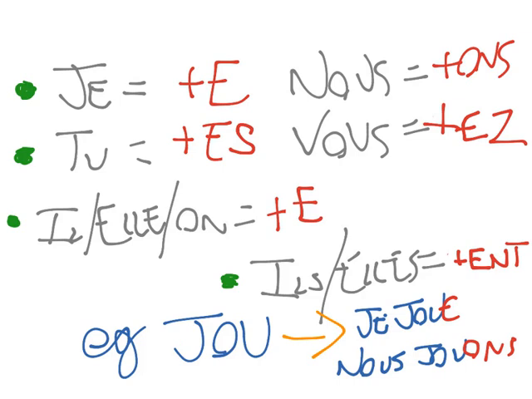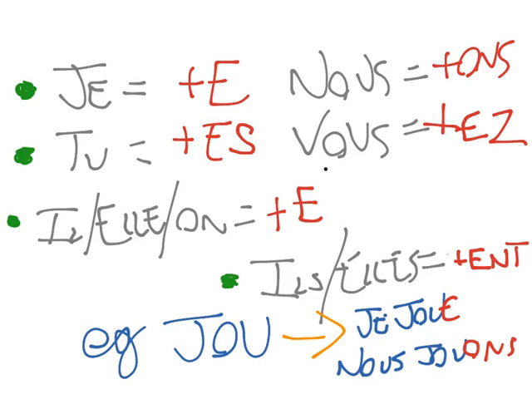For nous, which means we, you add ONS. For vous, that means you when you're talking to a group of people, or if you're talking to somebody older than you or somebody that you respect, you add an EZ. And finally, for they, ils and elles, you add an ENT. So those are the endings you add depending on the subject that you have.